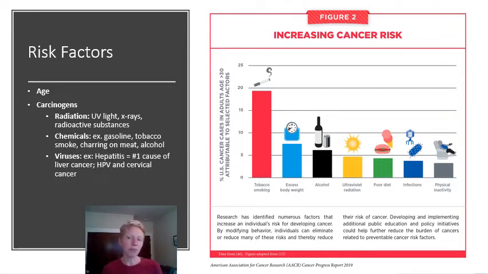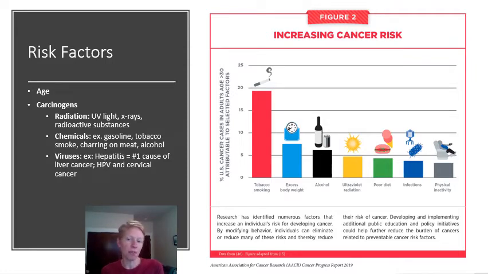Carcinogens are also a really big risk factor. Carcinogens are anything that causes cancer. They're a cancer-causing agent. So radiation, we know, is a carcinogen, right? Those UV rays can cause mutations in our skin cells, but other types of radiation can also cause mutations such as X-rays and radioactive substances.